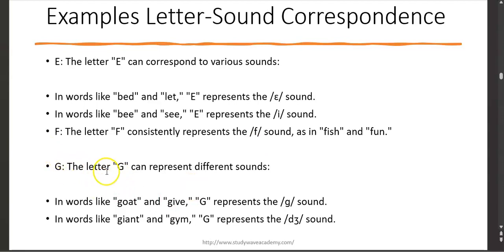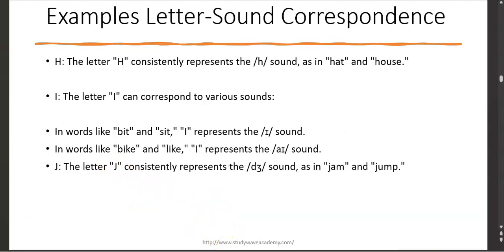Letter G, sound G. Okay? Other further examples we look at is letter H, sound H.